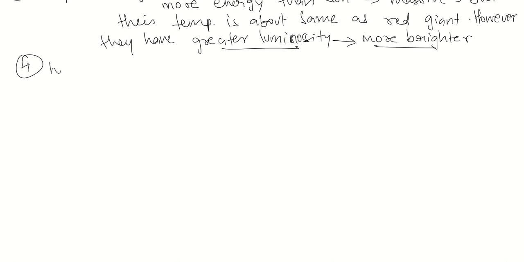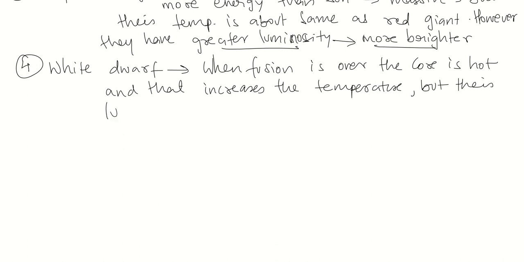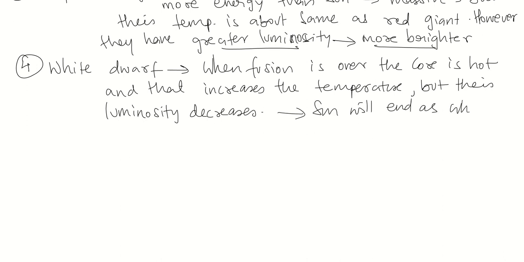The fourth is white dwarf. So when fusion is over, the core is hot, and that increases the temperature, but their luminosity decreases. Our sun will end as a white dwarf.